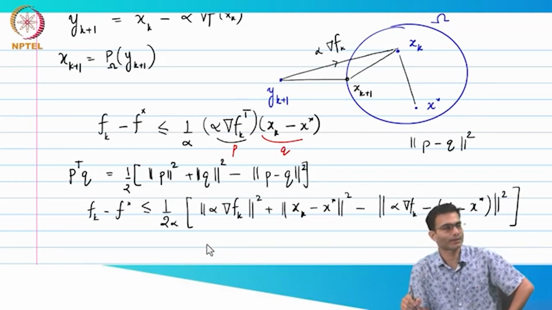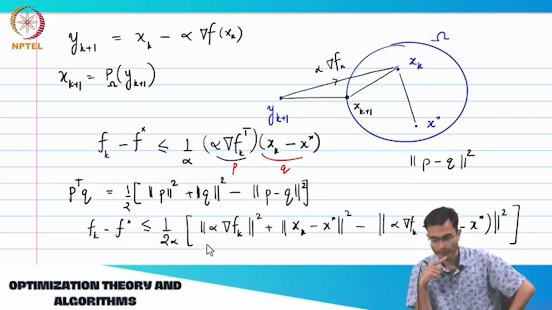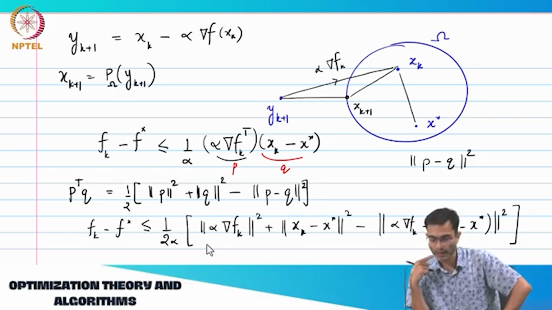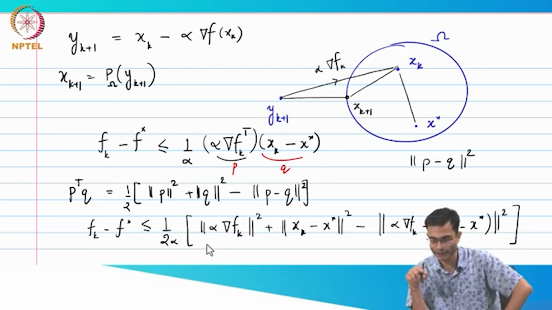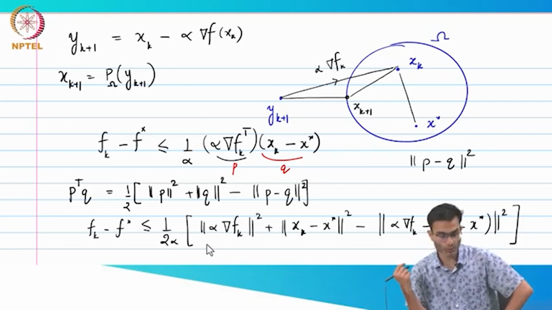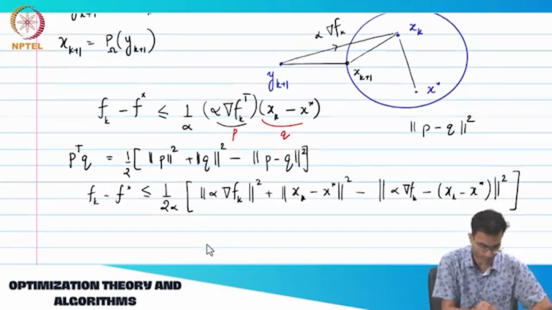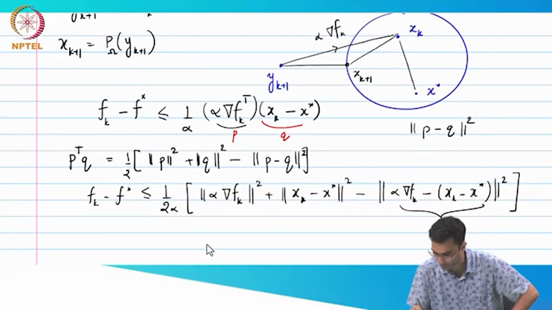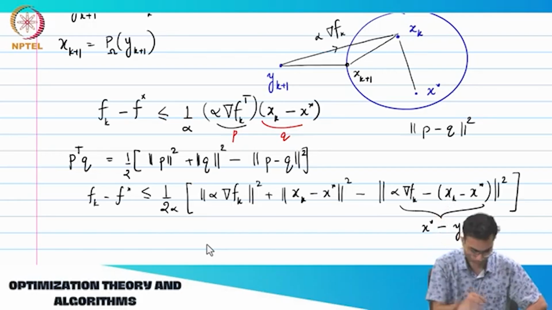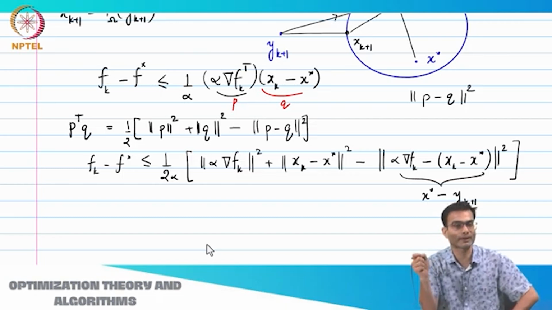This last term on the right hand side, can we see some things getting clubbed together? For example, do I know is alpha grad fk minus xk anything that we already know? It's negative of yk plus 1, and so this term will simply become x star minus yk plus 1, right? So this is good because I have now brought yk plus 1 into the picture.